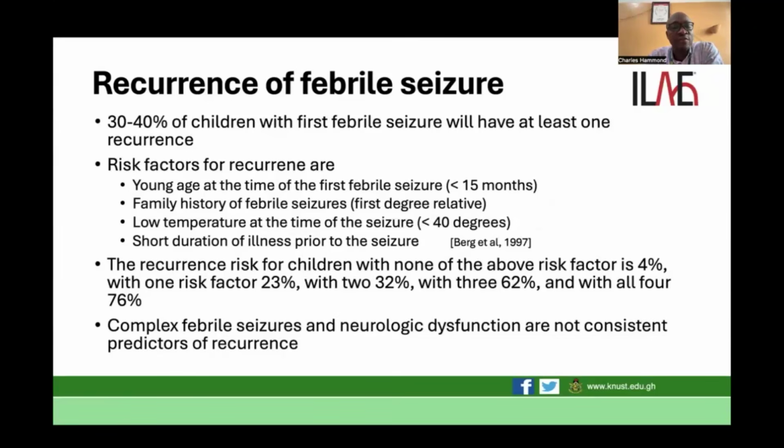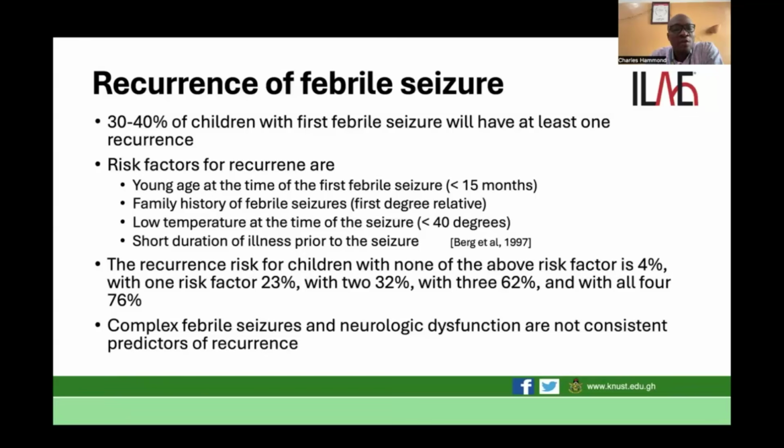If there is a family history of febrile seizure in a first degree relative, that also increases the risk of recurrence. When the first febrile seizure occurred at a relatively low temperature, that is also a risk factor for subsequent febrile seizures. And again, when the duration between the onset of the fever and the onset of the seizure is short. So when you have a short duration of illness prior to the seizure, that is also a risk factor for recurrence of the febrile seizure.